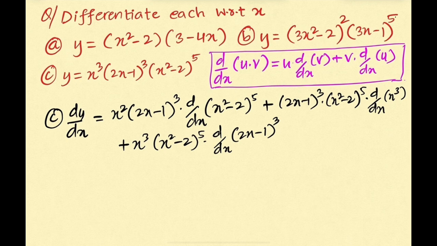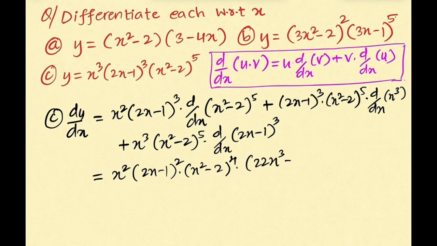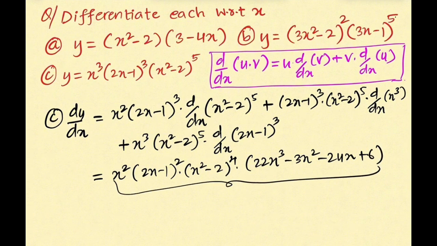Now I want to leave here and just give you the final answer, that is x square times 2x minus 1 whole square times x square minus 2 raised to 4 times 22x cubed minus 3x square minus 24x plus 6. So this is going to be the simplified final answer for this differentiation.